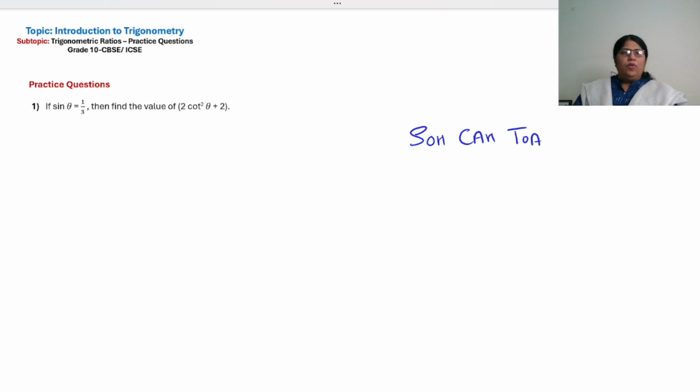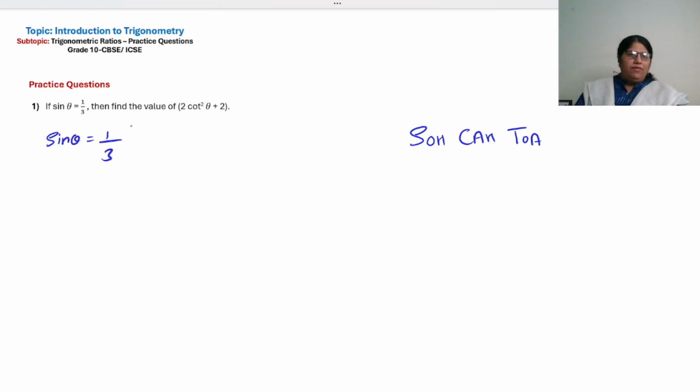So here SOHCAHTOA: S represents sine, which is opposite by hypotenuse. C represents cos, which is adjacent by hypotenuse, and T represents tan, which is opposite by adjacent. So how do we use these trigonometric ratios to solve the question? Here you can see our first question, where they have given sine theta is 1 by 3.